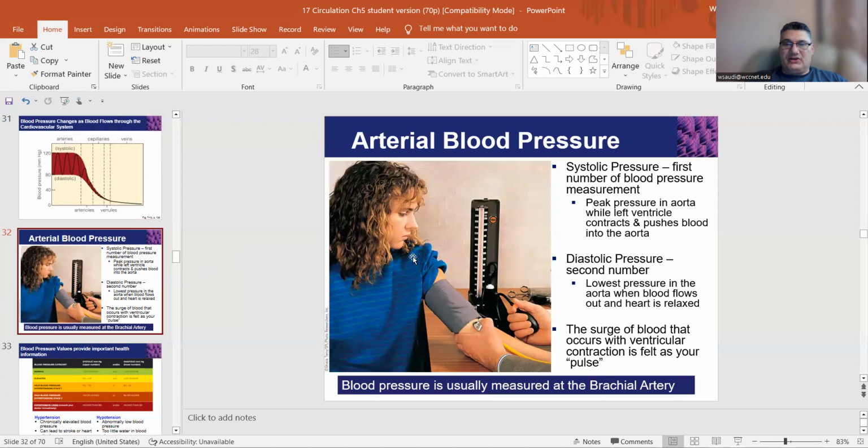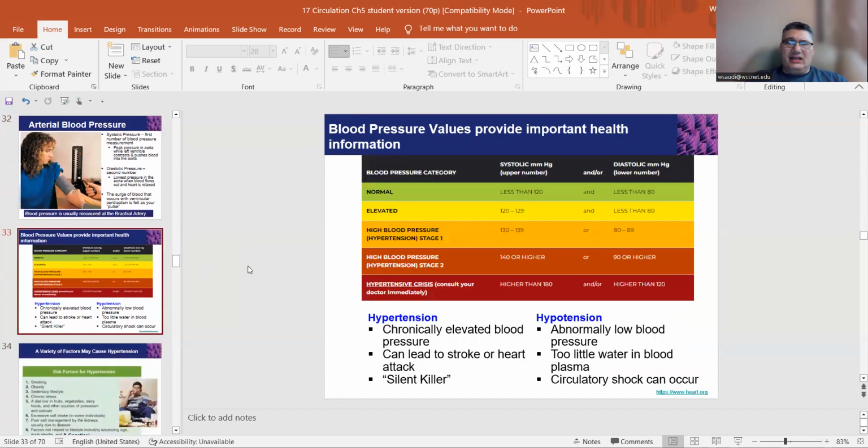And here's how they measure it. You don't have to know much. I told you what you have to know. And the normal blood pressure actually depends on the age. But again, I don't want you to go into more details. Just know that there is a normal, and if it goes above that or under that, that's abnormal.